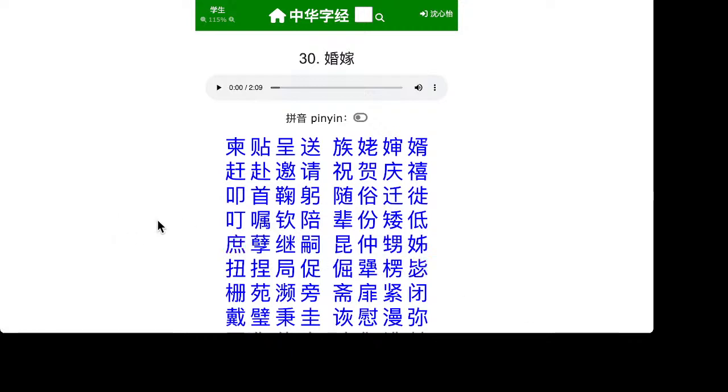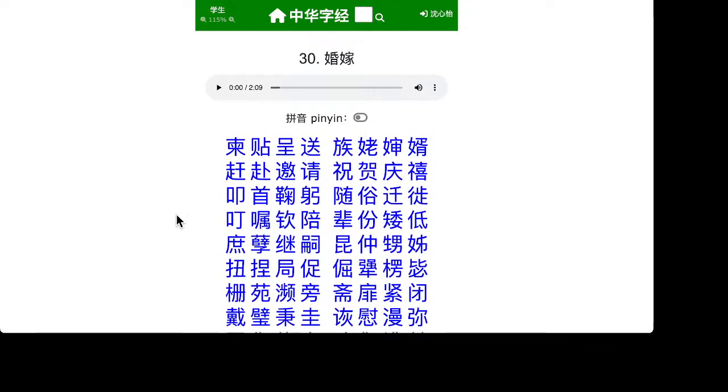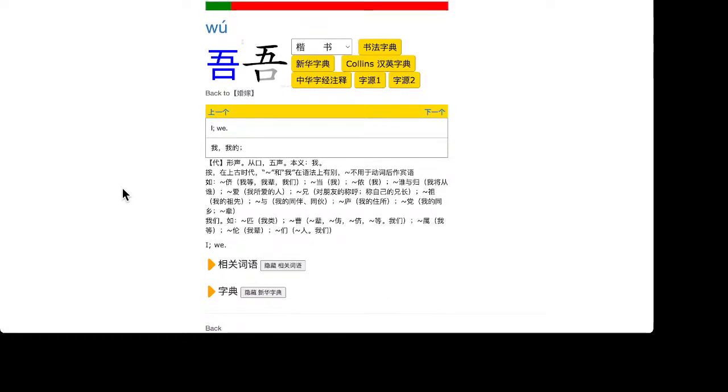Okay, today we're gonna continue with the marriage chapter. So the first character for today is 吾. Okay, 吾 means I or we. In English, I don't think that we have such a word that means both I and we, but in Chinese they do, and they have a few of these characters that mean that way. So this is one of them.